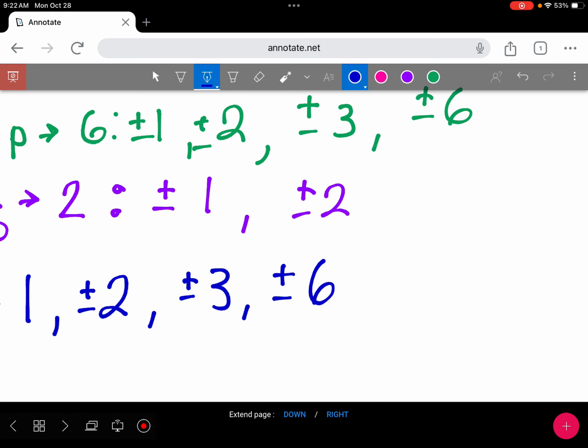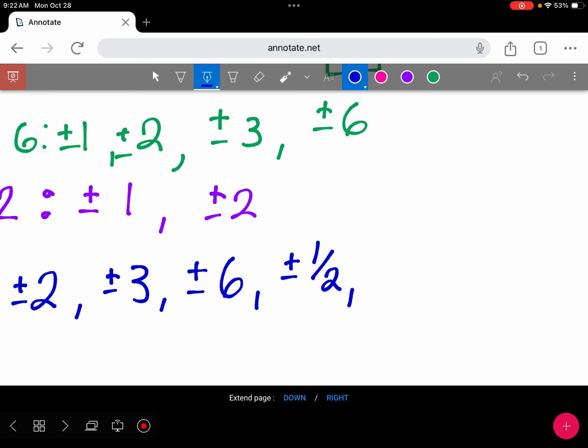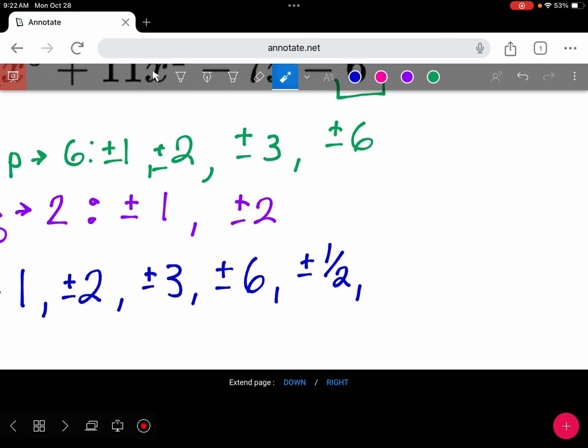So that's 6. And then we need to do the same thing, but over 2. So plus or minus 1 over 2, so plus or minus 1 half. Then our next one is 2 over 2. Well, that simplifies down to 1. We already have 1 written down, so we don't have to write it again. But then we have plus or minus 3 over 2, so 3 halves. And then plus or minus 6 over 2. Well, that would be 3. We already have 3 up there.